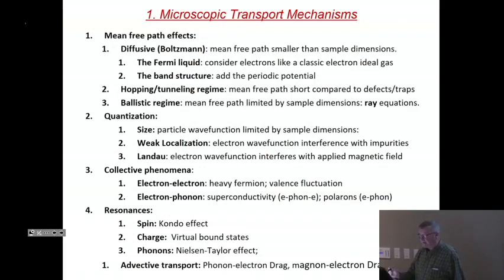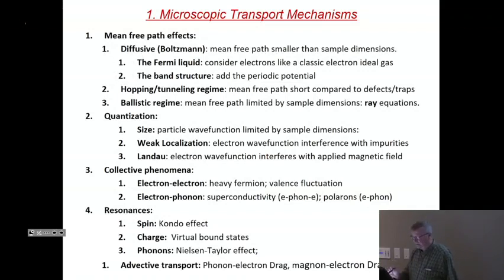The first and most classical way is, of course, the Boltzmann transport equation, which is based on the concept of mean-free paths. We saw that in the introductory chapters. Classic diffusive transport happens when the mean-free path is smaller than the sample dimensions. There are then two classes. We, in the introduction, treated the Fermi liquid, in which the electrons are essentially an ideal gas. And that is then corrected by the band structure, which reflects the periodic potential of the atoms that influences the electron motion. This is all what you're most familiar with.